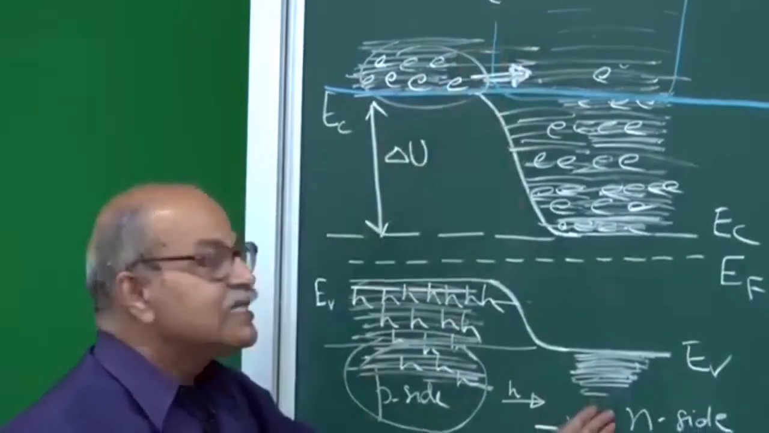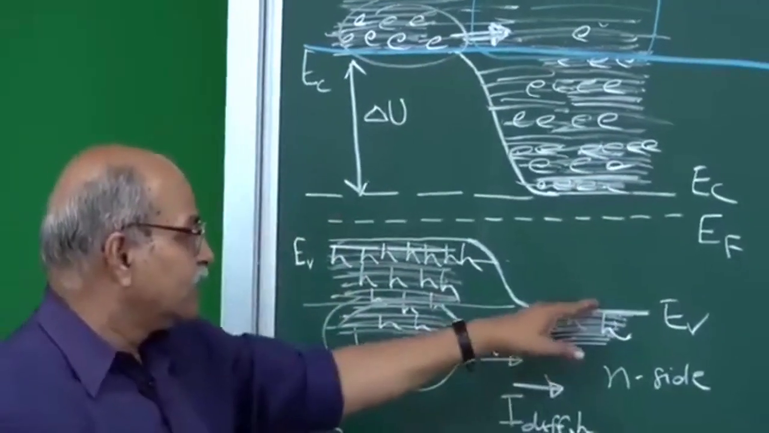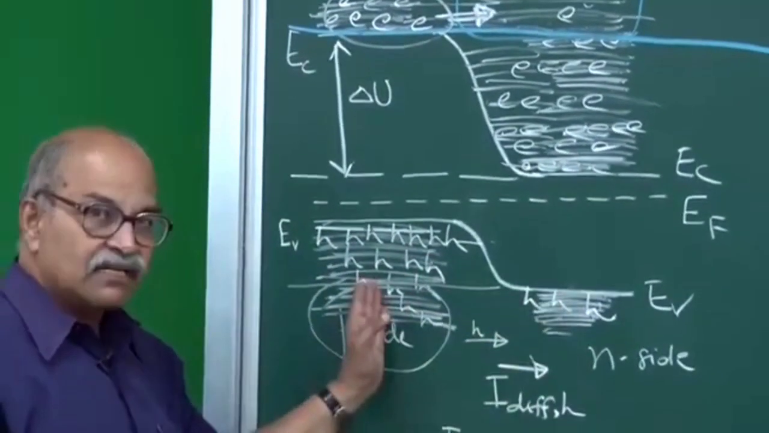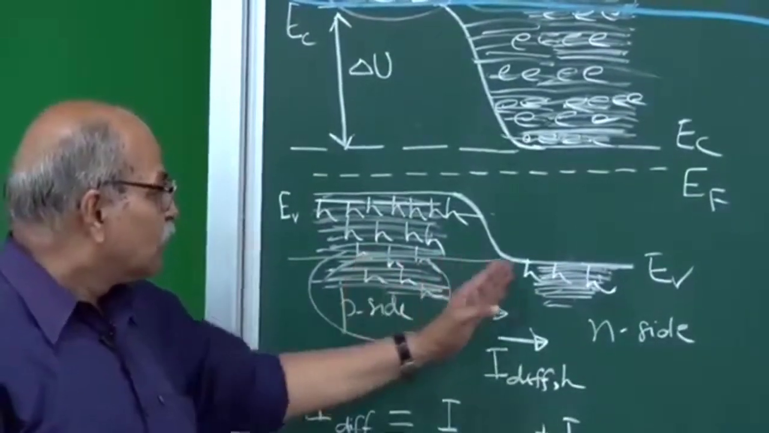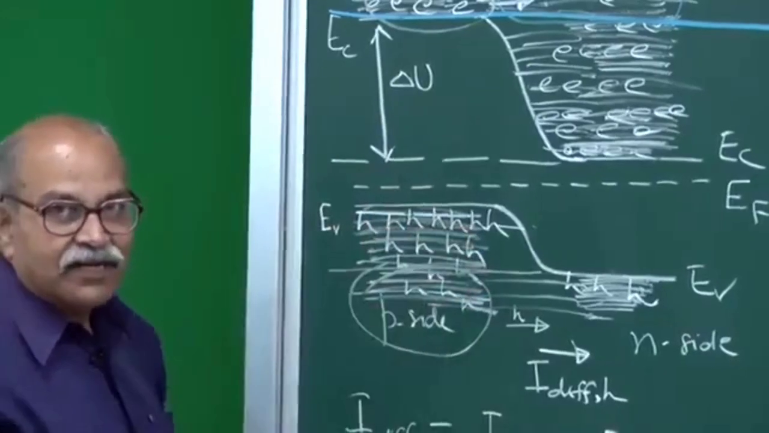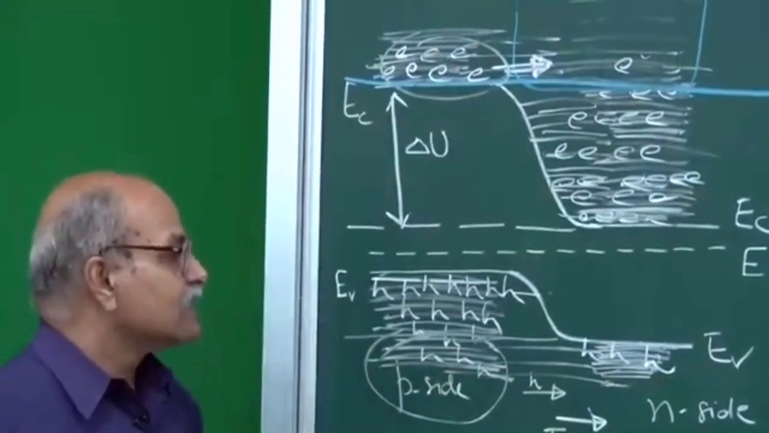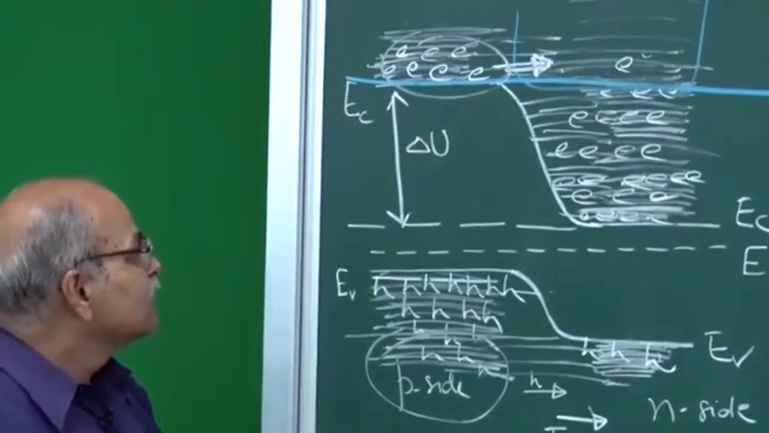And similar is the story for this n side. Here, the electrons are in the majority and holes are in the minority, and these holes are here in the valence band. If they want to go towards this p side, no one stops them, because you have all quantum states available. So this barrier is not a barrier, rather it's something which helps. The electric field pulls them to the other side. So because of these minority carriers, you will have a current.